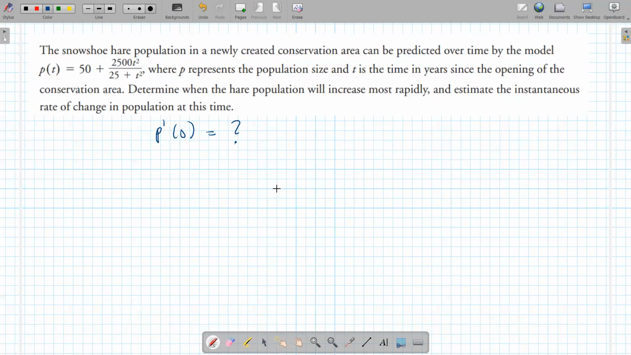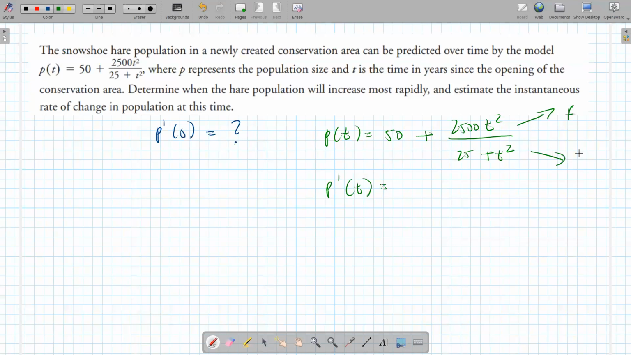So let's do the same thing that we did last time. This is your function. P of t is 50 plus 2500 t squared over 25 plus t squared. P prime of t. You can forget the 50 because if you have a constant, it just disappears. This is your f, this is your g. So f is 2500 t squared and g is 25 plus t squared. What's f prime?